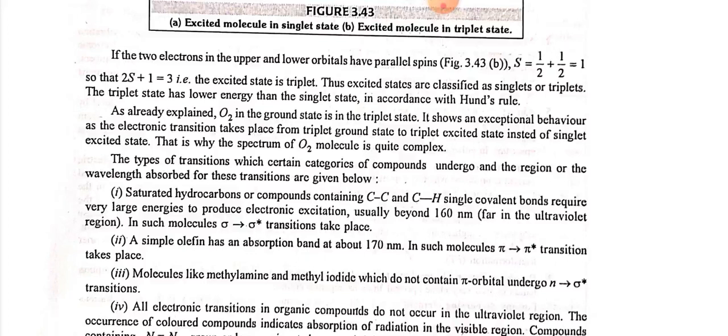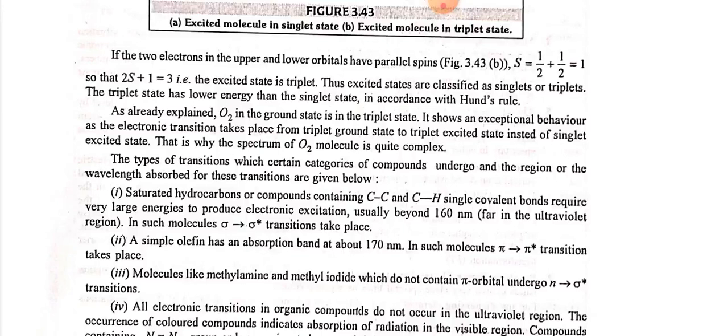If two electrons in the upper and the lower orbitals have a parallel spin, s equals 1, so that 2s plus 1 equals 3, and the excited state is a triplet state. The excited states are classified as singlet or triplet. A triplet state has a lower energy than that of a singlet in accordance with Hund's rule.